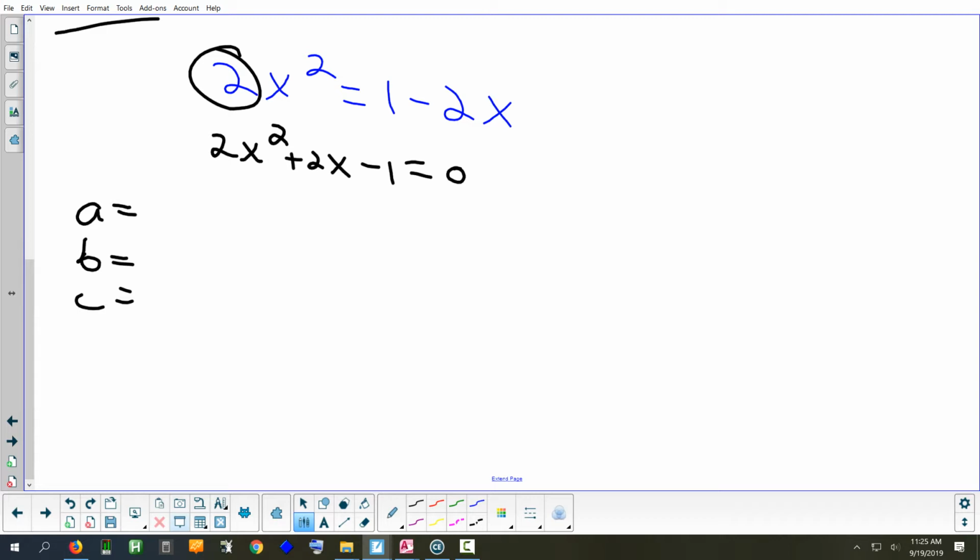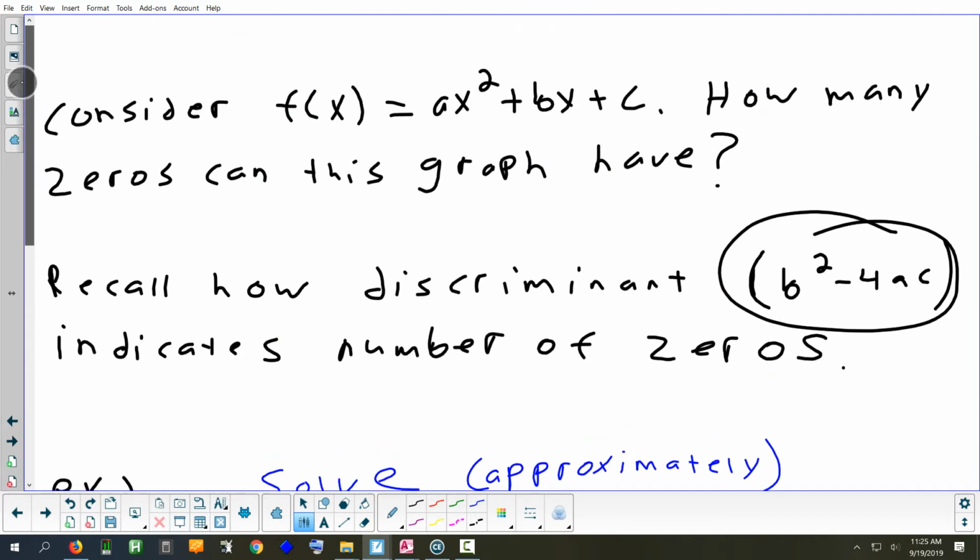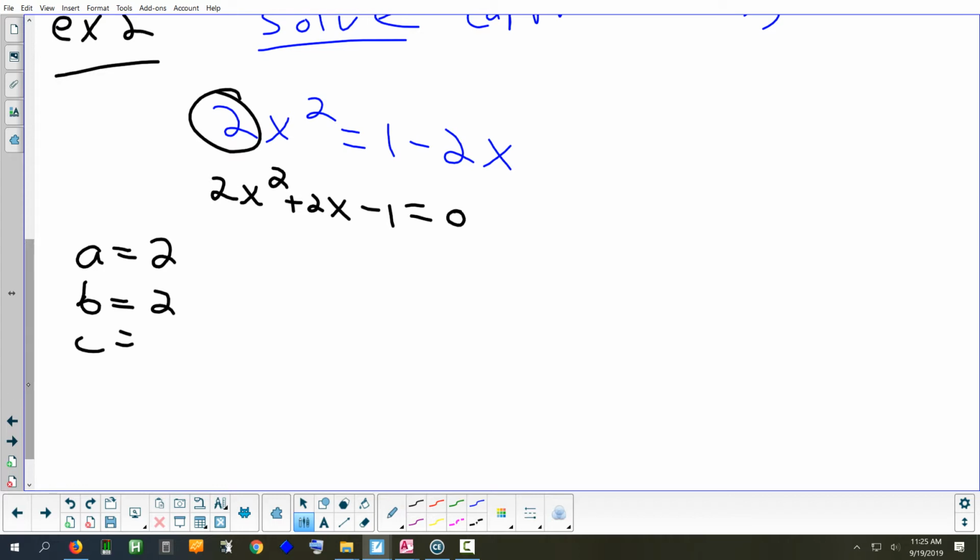Okay, Nikara, what's a here? 2. And Chris, b? 2. And Elias, c? Not sure? Do you see where c is in that first line there? Oh, okay. So just look for that number that's in that spot in that equation in black. Negative 1. Yep. Okay. Now we'll fill in the quadratic formula.